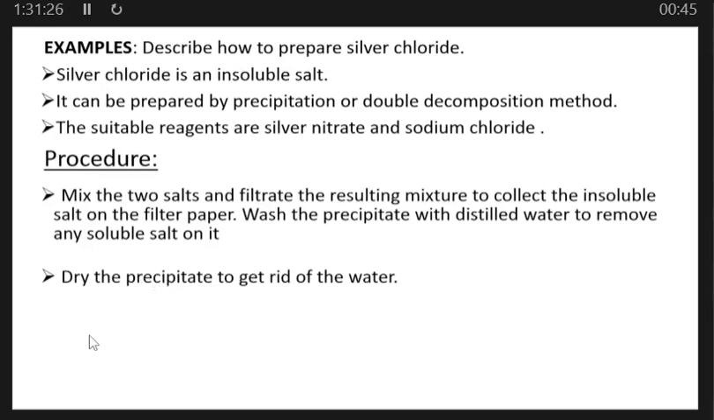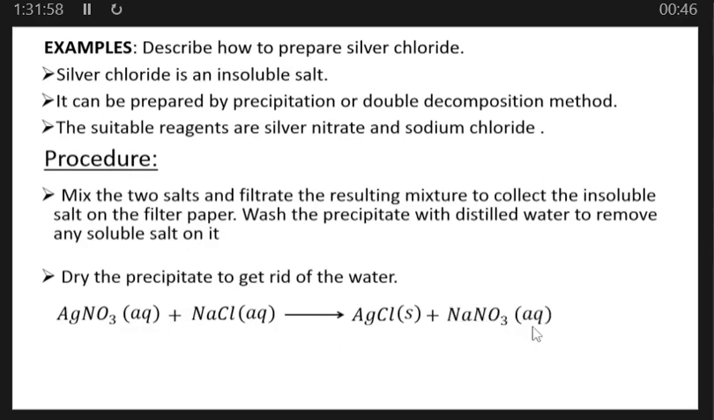Now let's write the equation for the reaction. The equation for the reaction is silver nitrate. Silver nitrate is soluble, so it will be aqueous, plus sodium chloride. Sodium chloride is soluble, so it will be aqueous. This one will react with the chloride to form silver chloride. It will be solid. The precipitate is an insoluble substance, so it will be solid. Then plus, these will react to form sodium nitrate. It will be aqueous. All right, so this is an equation and it appears to be balanced.